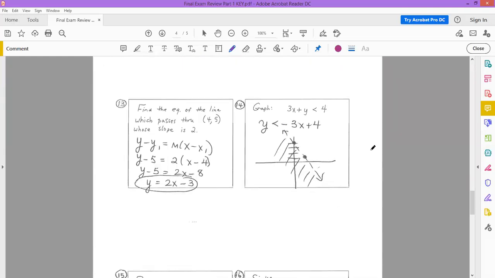Now number 13, we've got to find the equation of the line that goes through this point, 4, 5, and that has a slope of 2. So we could use the point slope form of an equation. Remember, point slope form we learned as y minus y sub 1 equals m times x minus x sub 1.